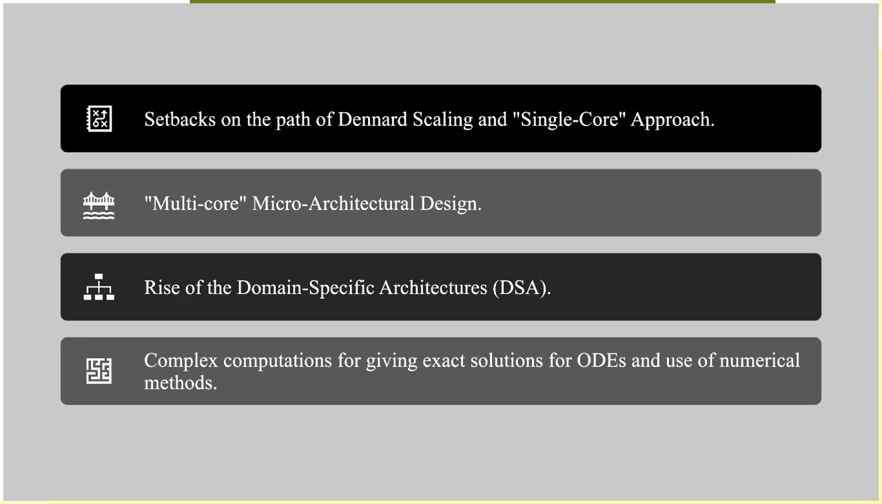Around 15 years ago, there were setbacks on the path of linear scaling due to the complexities of power dissipation, leakage current, as well as wire delays. Stagnation arose at that time in the improvement of single-core microarchitecture. So hardware manufacturers failed to improve single-core microarchitecture and thereby shifted their attention towards some new design models. At that time, multi-core microarchitectural design came into play.